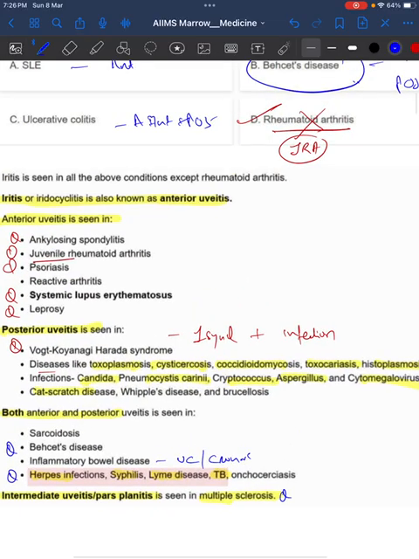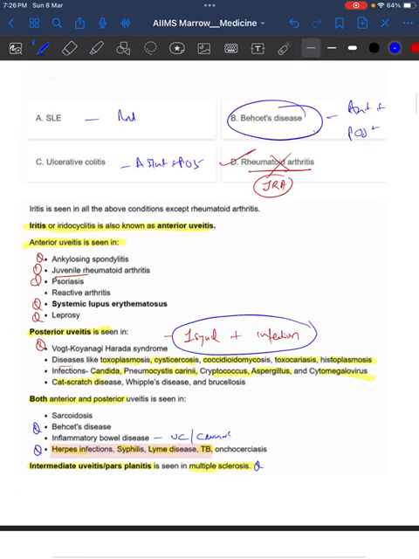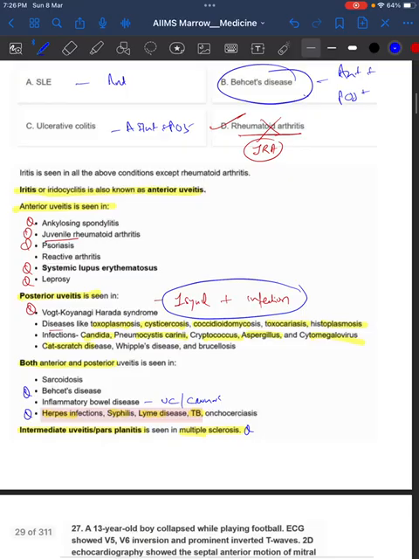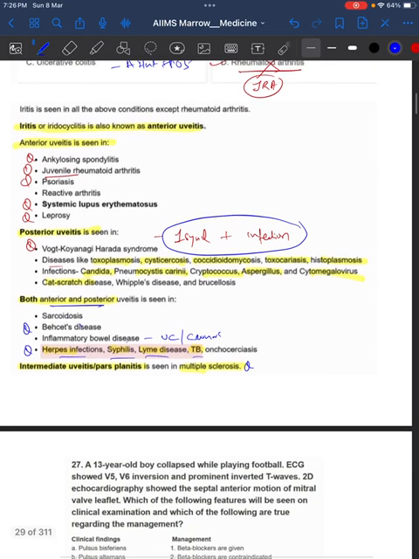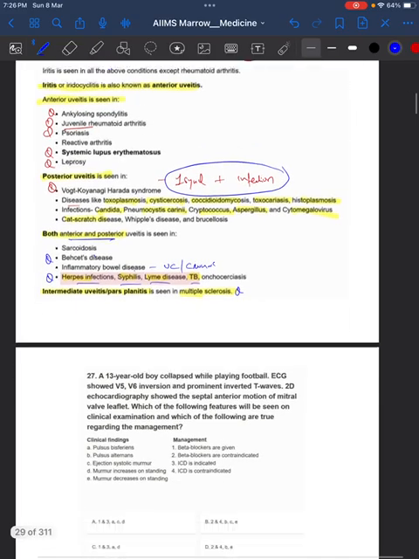Posterior uveitis is seen in one syndrome and one infection: Vogt-Koyanagi-Harada syndrome and infection, except for the 4 infections, which are herpes, syphilis, Lyme, and TB. Other causes of both anterior and posterior uveitis are sarcoidosis, Behcet disease, and inflammatory bowel disease. Intermediate uveitis is seen in multiple sclerosis.